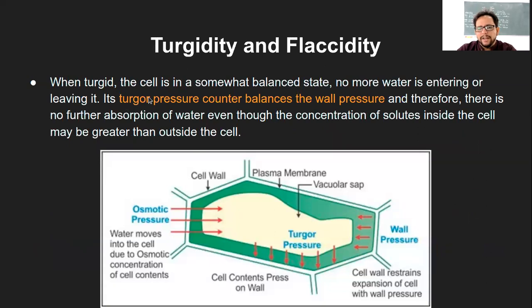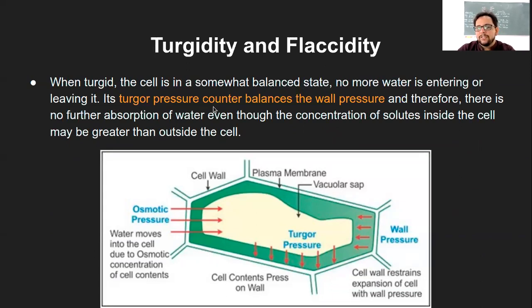Now when turgid, the cell is in a somewhat balanced state, up to its maximum capacity, not beyond. So when the cell is in turgid state, it is in a somewhat balanced state and no more water is entering or leaving it, right? That is what is balanced. It is allowing no more water to come inside, and not even any water to go outside. So that is the balanced state of turgidity.